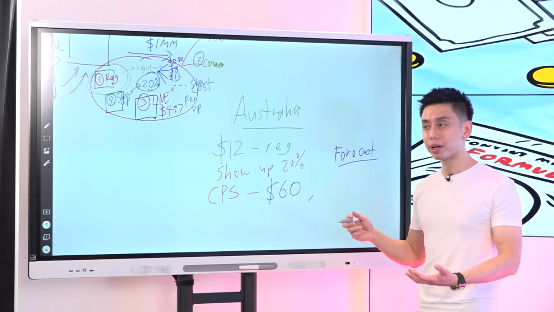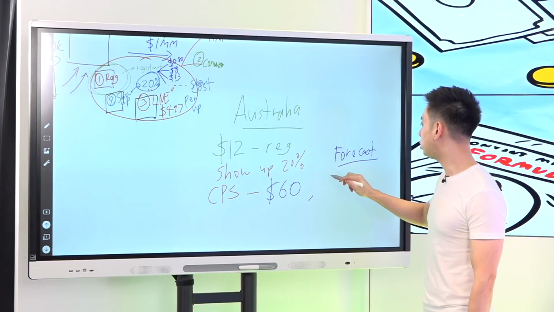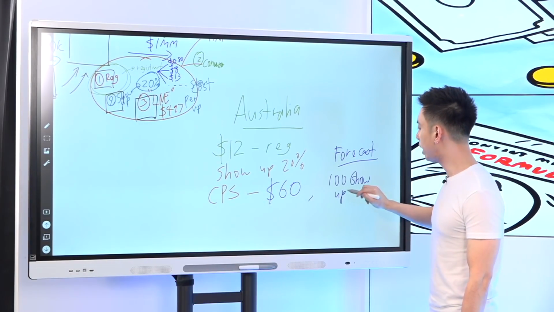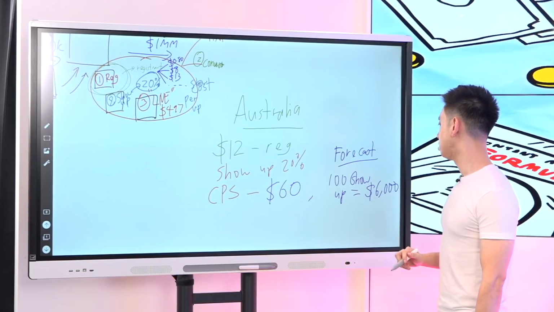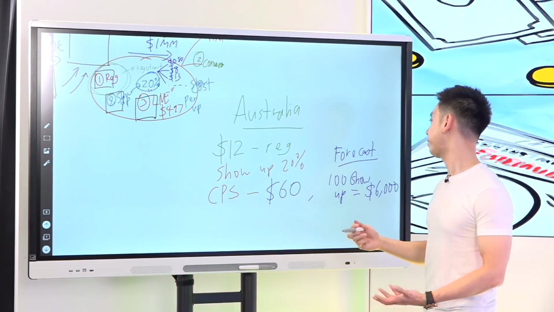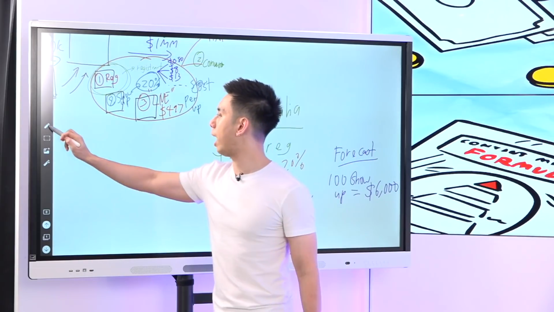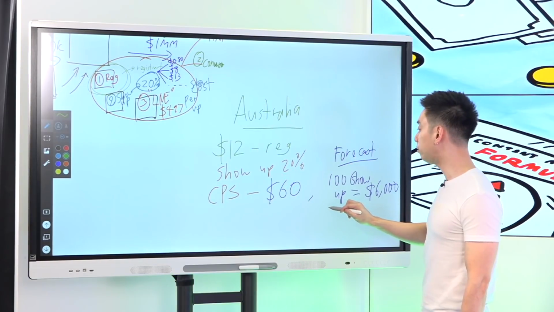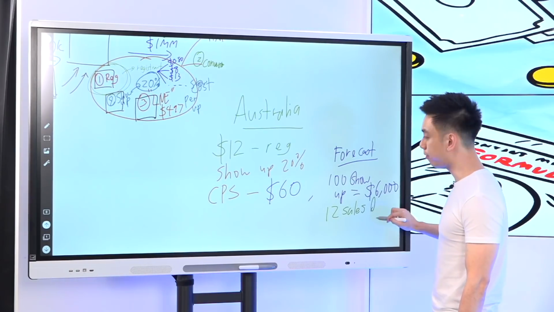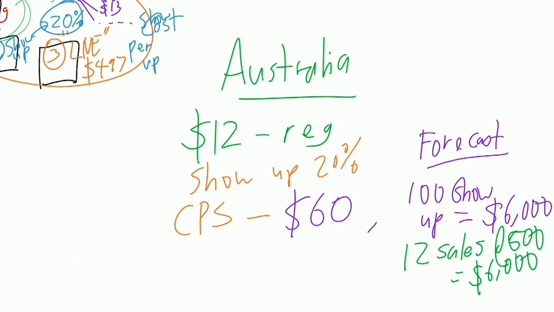So if I were to do a forecast based on these numbers, if I wanted 100 people to show up, how much would that cost me? $6,000. Now, because I'm selling this offer at $500, in other words, I will need to have 12 sales, because 12 sales at 500 is 6,000. I need to have a 12% conversion at $497 to break even.